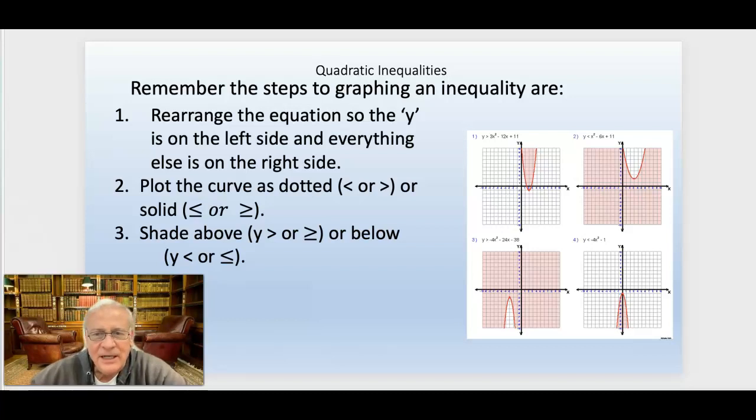Again, here are the steps, just to go through it again. You arrange the equation so y is on one side and everything else is on the other. And we've been doing that with quadratics. It can be standard form, or it can be vertex form. But you have to figure out a way to graph it. Plot the curve, and then it's either dotted or solid, depending on what the sign looks like. And then you shade above or below, depending on which way the sign is pointing, whether it's toward the y or away from the y. And we'll do some practicing.